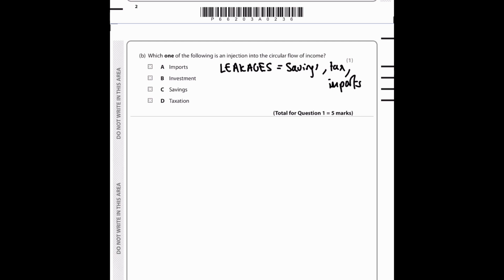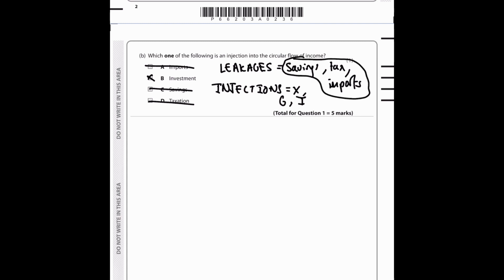And our injections are our exports, which we'll put as X, government spending, and investment. And if we look at those options, tax, savings, imports, investment. There you go. Now, if you were stuck on that one, you could just have taken out these leakages and you would have been able to get to the final answer, which was investment.